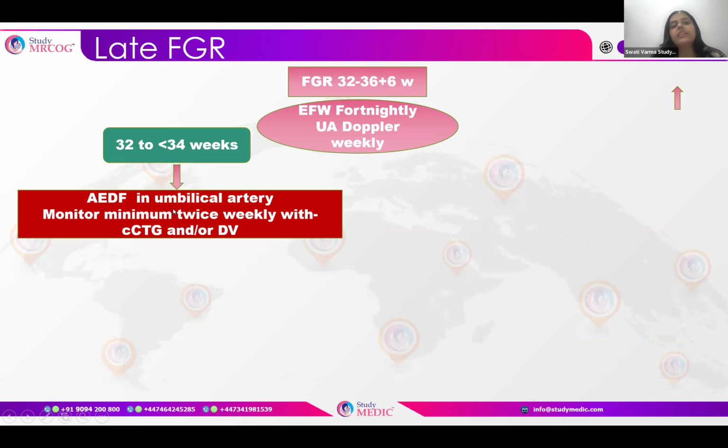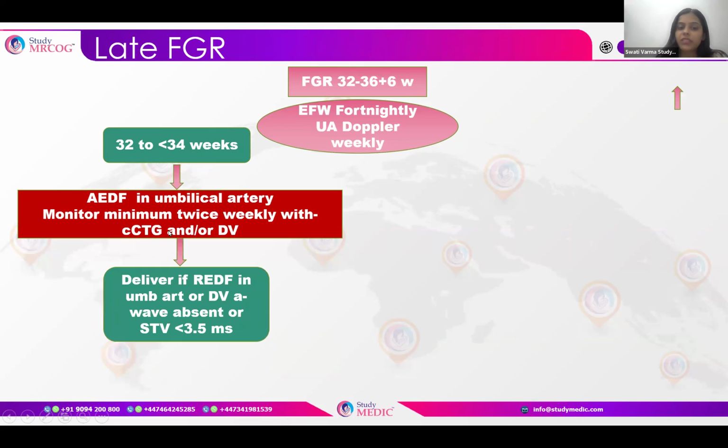If there is absent end diastolic flow, you can consider delivery, but you can also monitor minimum twice weekly with these two things. And when will you deliver? If REDF, then you will deliver, or DV wave is absent, then you will deliver, or STV becomes less than 3.5 milliseconds, then you will deliver her.